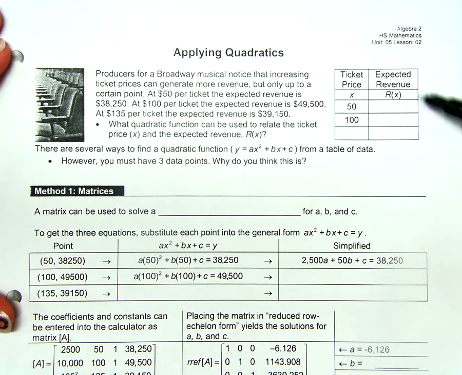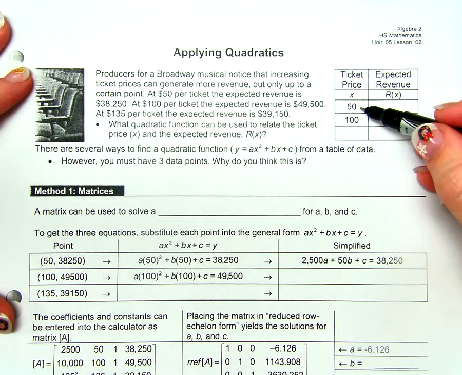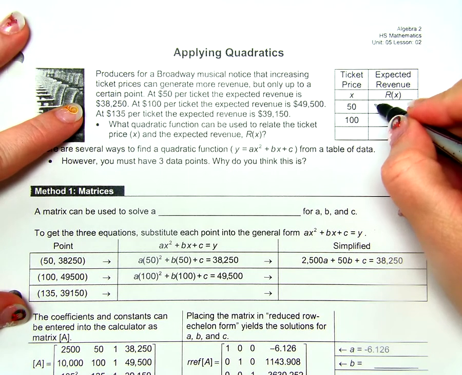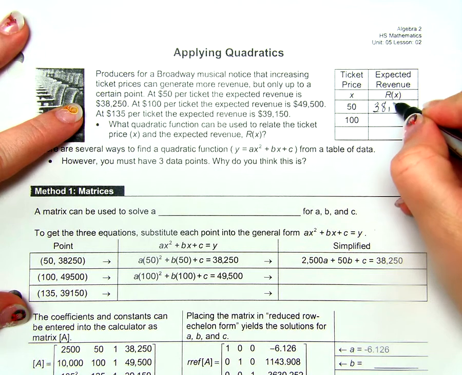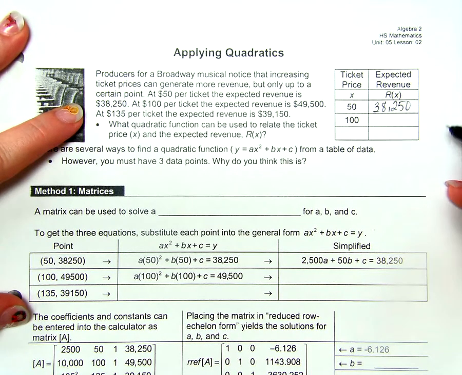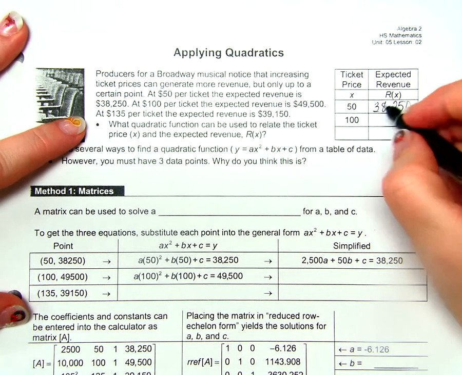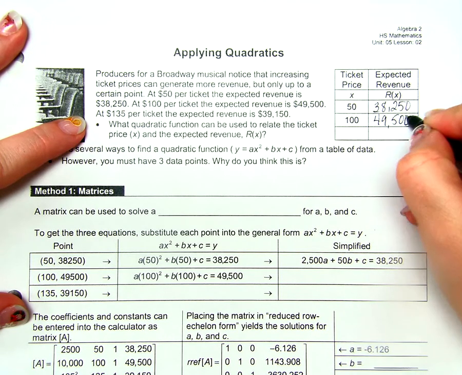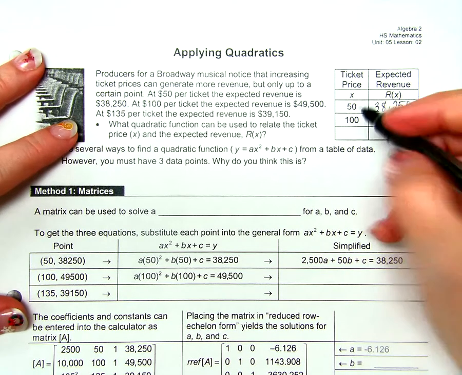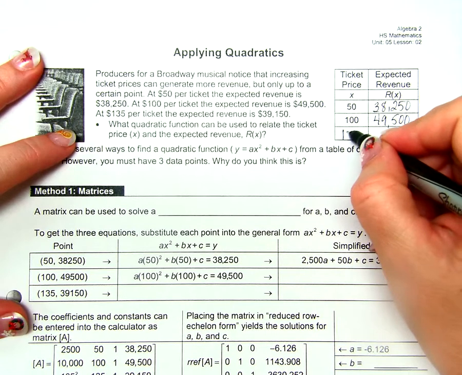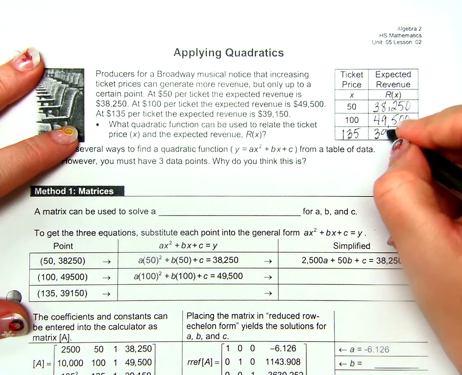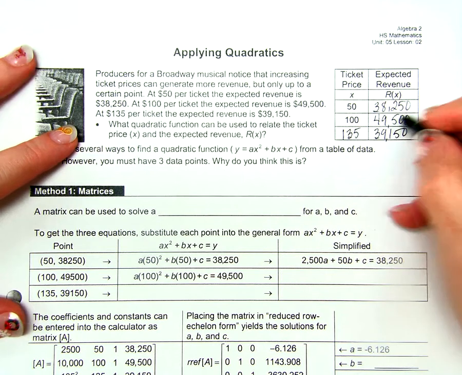So they've started a table over here for you. If the ticket price is $50, they've told you that the expected revenue is $38,250. At $100 per ticket, the expected revenue is $49,500. And the last ticket price that they let you know is $135, and the expected revenue there is $39,150. Okay?